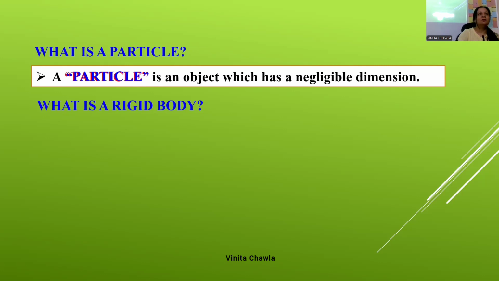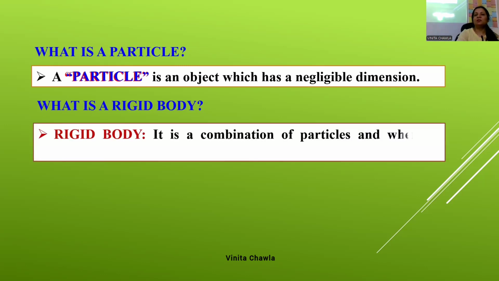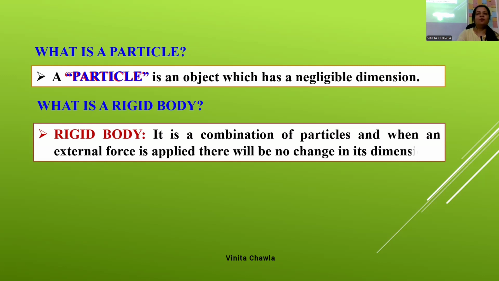When we talk about a rigid body, we assume the body to be rigid, hard, stiff, shape cannot be changed, incompressible. If it is incompressible, means interparticle distance cannot be changed. This is what we assume. Yes. So a rigid body is a combination of particles. When an external force is applied, there will be no change in its dimensions. Okay.